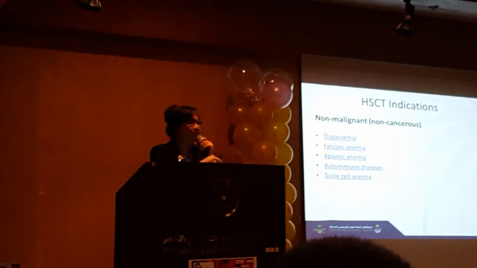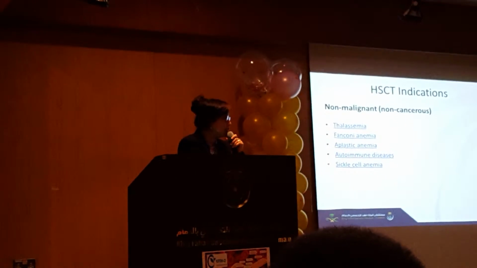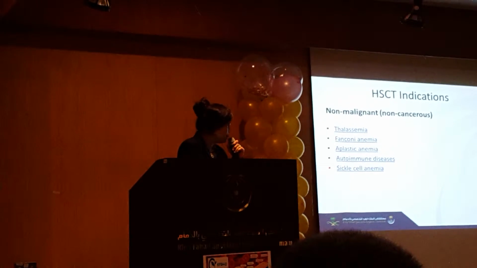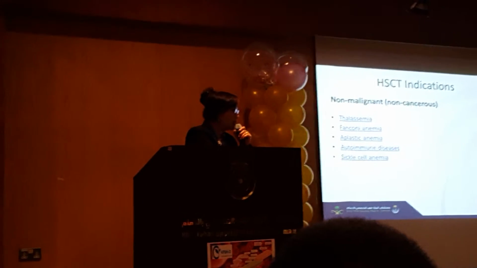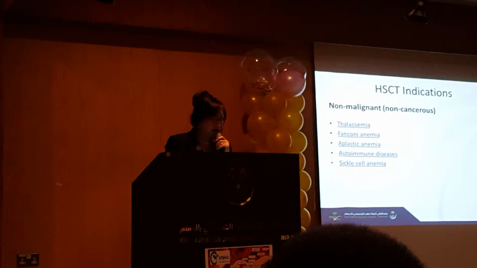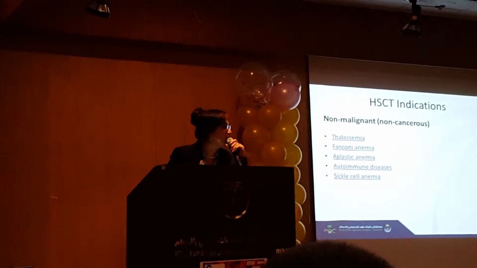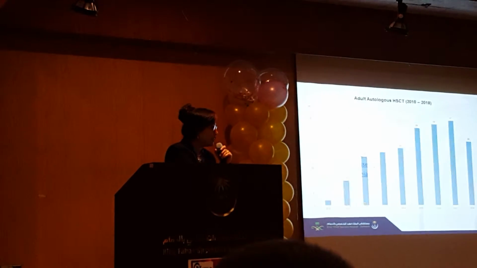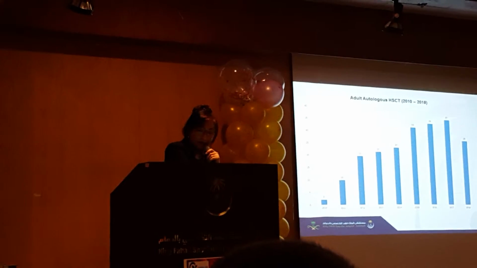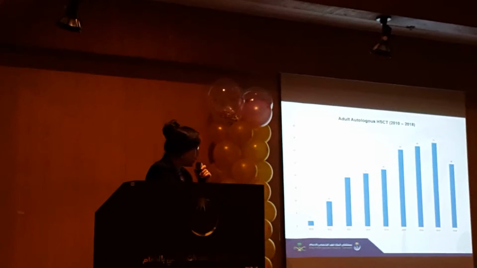For the benign cases, so thalassemia and Fanconi are being done, of course, by the pediatric, most of them. Aplastic anemia, we are doing in adults, and autoimmune diseases like ITP and multiple sclerosis. And inshallah, in the near future, we will embark on sickle cell anemia, which will help the majority of the Eastern Province citizens. So this is the curve of our statistics for the autologous as of 2018.